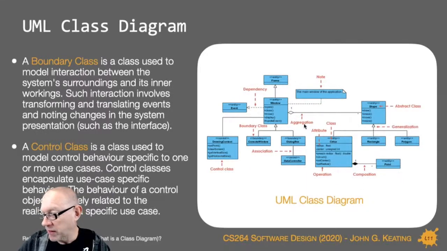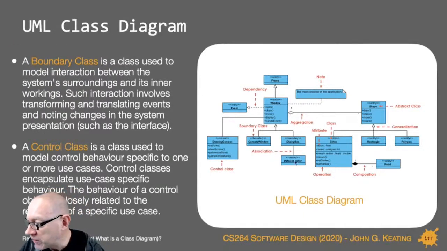Of course, you need to understand what aggregations, attributes, associations, operations, abstract classes, generalizations, dependencies, and control classes all mean. Some of them you'll have seen already, and some of them you won't have seen, which we'll get to, and I'll describe those in a little while. But let's look at what we know.